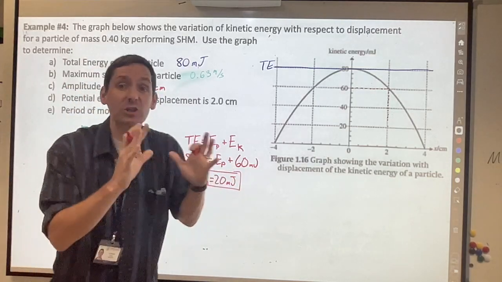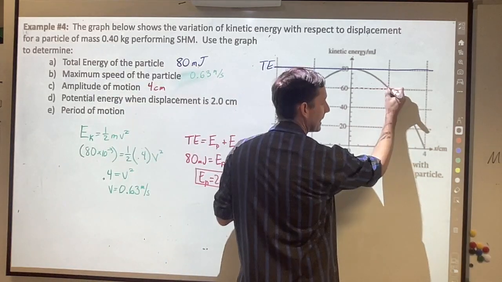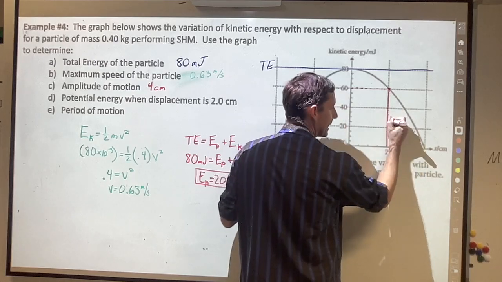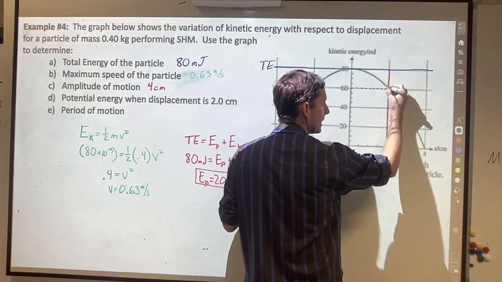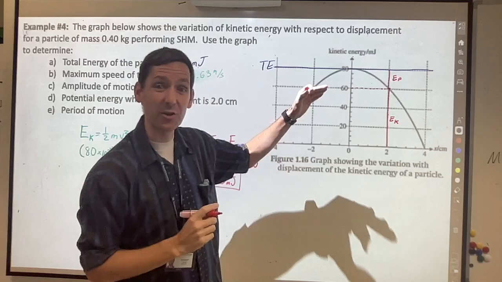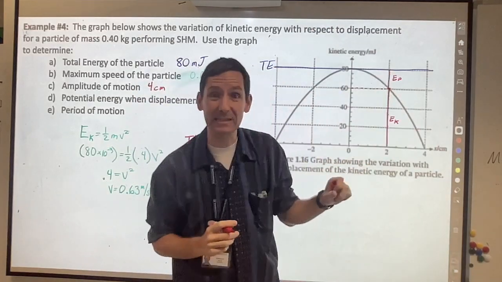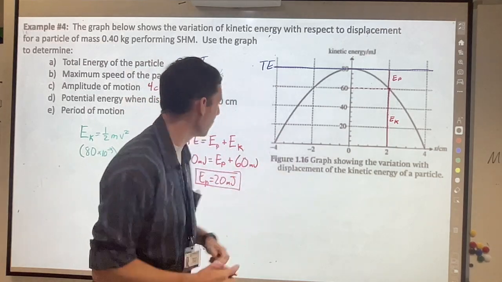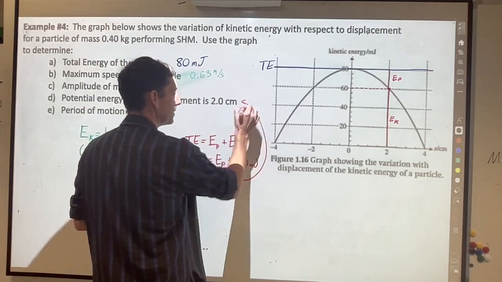Now, again, that should kind of make sense, because when I look at the graph, this is the kinetic energy. So this much right here is kinetic energy. And then the leftover from here to here, that would be the potential energy. They have to add together to give me that total energy. And you can tell that that goes from 60 to 80, and that is 20 millijoules. All right, so there we go. We've got the potential energy, which would be 20 millijoules.